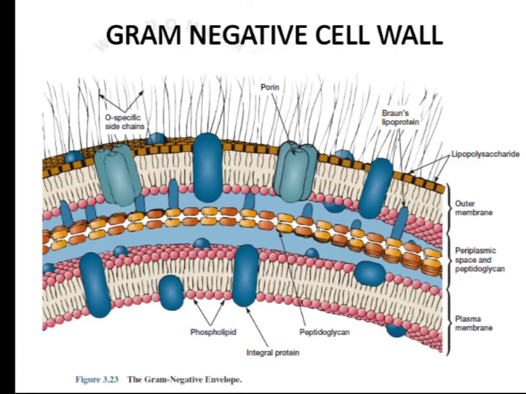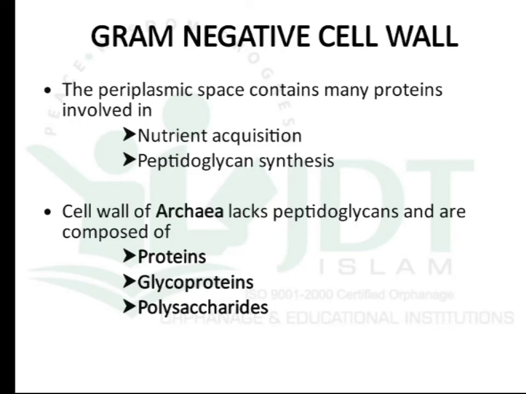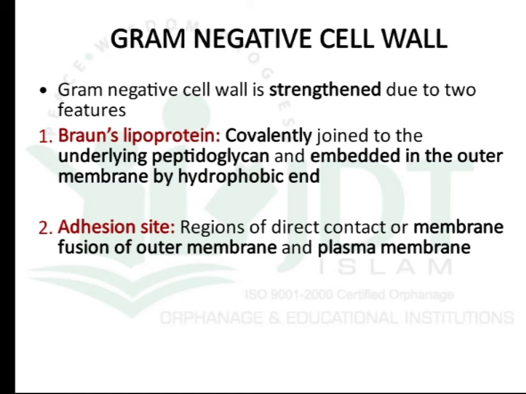Then the space between the outer membrane and the peptidoglycan layer is known as periplasmic space, and then there is a plasma membrane, and this peptidoglycan layer is thin when compared with gram positive bacteria. In the gram negative cell wall, the periplasmic space contains many proteins which are involved in nutrient acquisition as well as peptidoglycan synthesis. The cell wall of archaea lacks the peptidoglycan layer and is composed of protein, glycoprotein and polysaccharides. Gram-negative cell wall is strengthened due to two factors. As I mentioned before, there is Braun's lipoprotein which covalently joins with the underlying peptidoglycan layer and is embedded in the outer membrane by its hydrophobic end, and there is an adhesion site, the region of direct contact or fusion of outer membrane and plasma membrane.